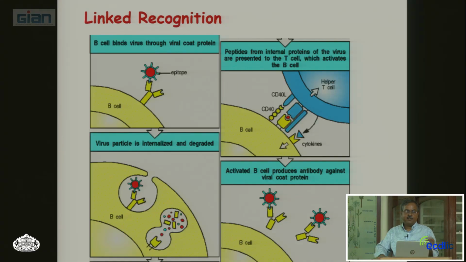This will be your type 2 helper cell, T helper 2. What cytokines do they produce?